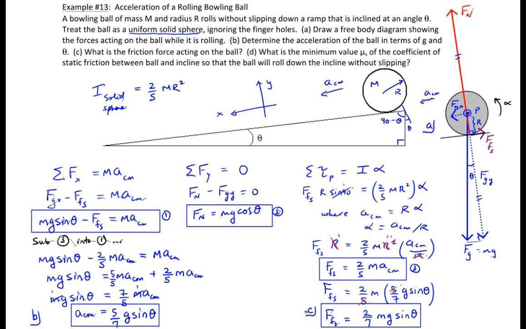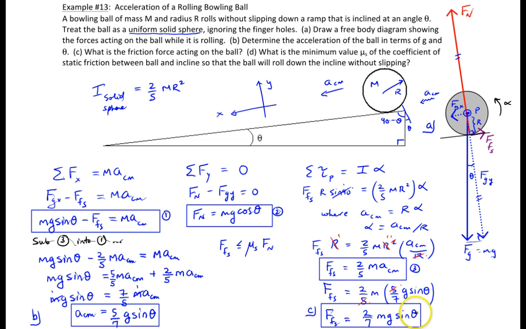And then part D is determining the minimum value of the coefficient of static friction, so that when the ball is going down here, it's rolling and it's not slipping. So you have the frictional formula here, and you have the normal force. What's the relationship between the friction and the normal force? And hopefully you're thinking the force of friction is actually less than or equal to mu sub s times the normal force.